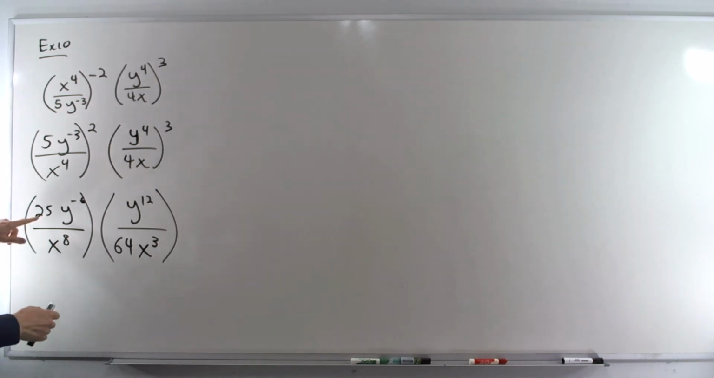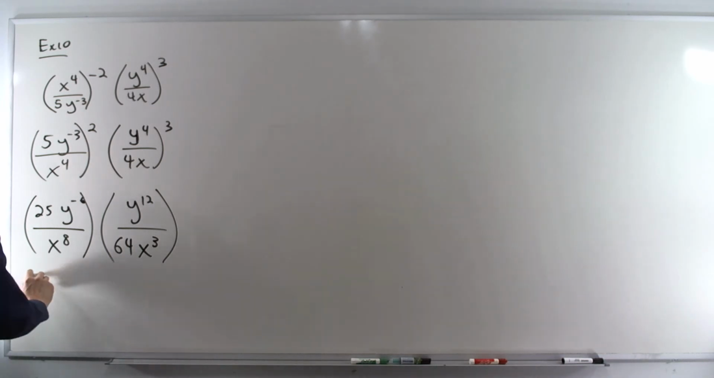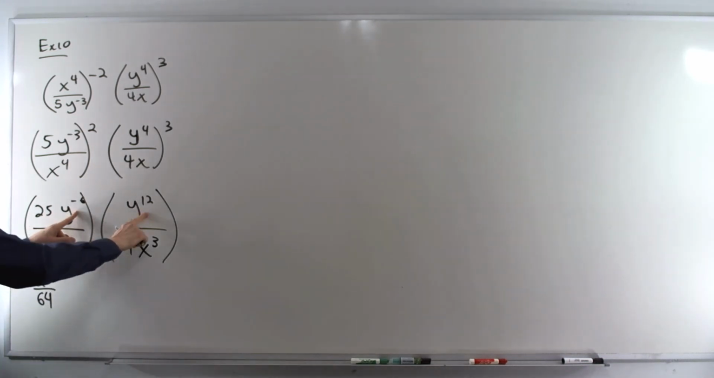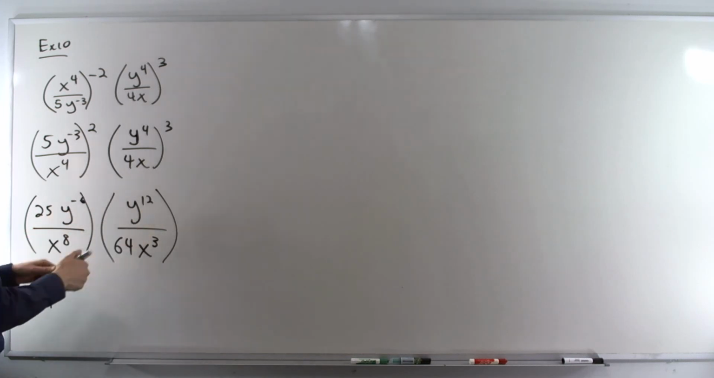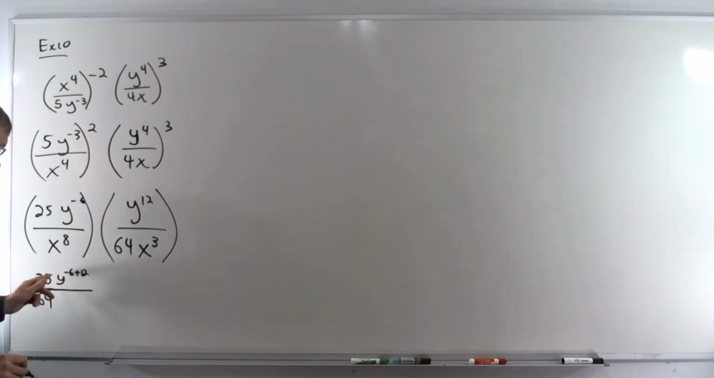And now let's put those two numbers together in a fraction. So we got 25 on top and 64 on the bottom. Now we can combine these two y exponentials, y to the negative 6 and y to the 12. They're both in the numerator, they're going to stay in the numerator. And we'll add those exponents together using the product rule.